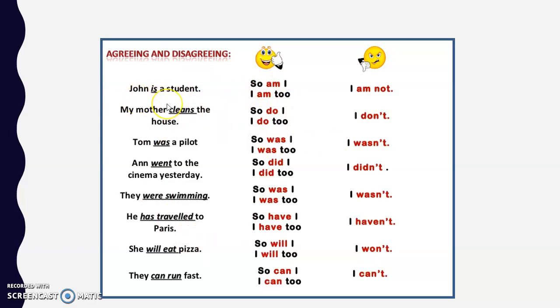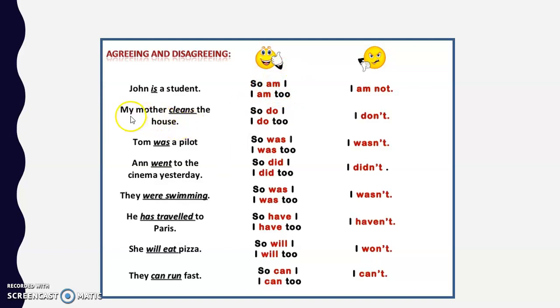For example, when you have "Johnny is a student," you are going to say, "So am I." And the meaning of this is that you too, that you feel, you think the same. Remember that if we have the present simple verb to be here, I am going to have the simple present verb to be here as well. Remember that I need to change it in correspondence to the subject that I am using.